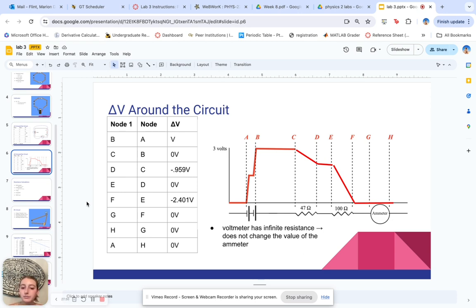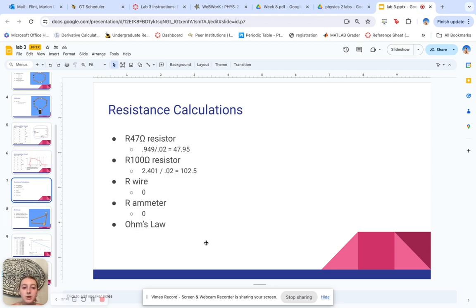And then delta V around the circuit, we can also see just like shown in a different way here. We've got the voltmeter reading the delta V around the different parts of the circuit. So here are my resistance calculations. For the different resistors, I got 47.95 for the 47 ohm, and for the 100, it was 102.5. The R wire was 0, the R ammeter was 0, and this all follows Ohm's law.